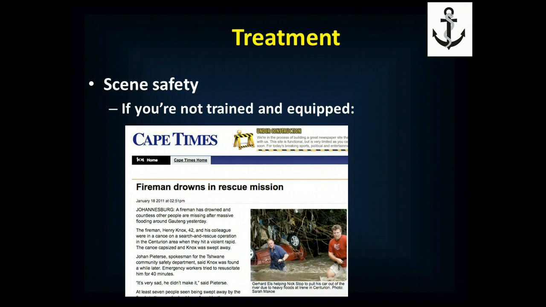So how do you treat this? The first thing is scene safety. If you're not trained and equipped to retrieve a drowning patient from the water, don't go in the water. PFDs, appropriate training, particularly in fast-moving, swift water situations or large wave situations. If you don't know what you're doing when you get in the water, you're going to end up a victim just as much as that original patient, and then you're going to have to be rescued as well, and that basically just pisses off all of the other people that you're working with, so don't do it.